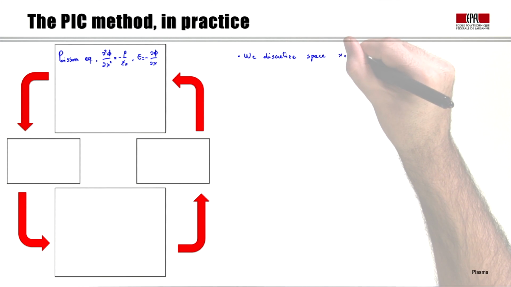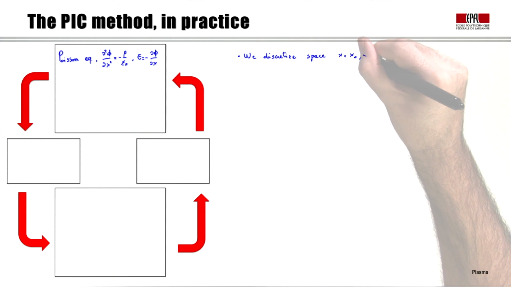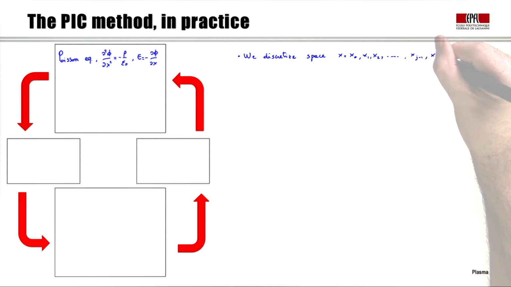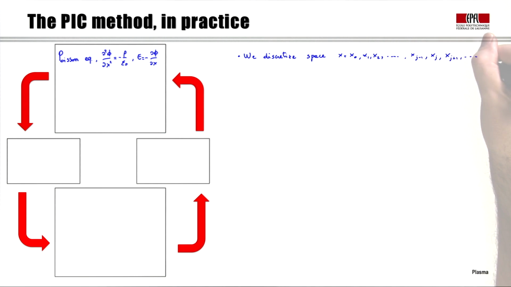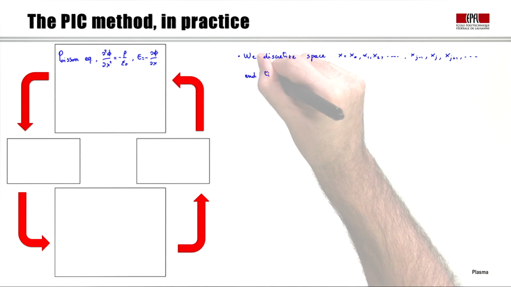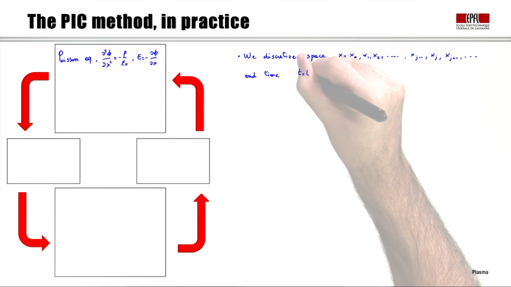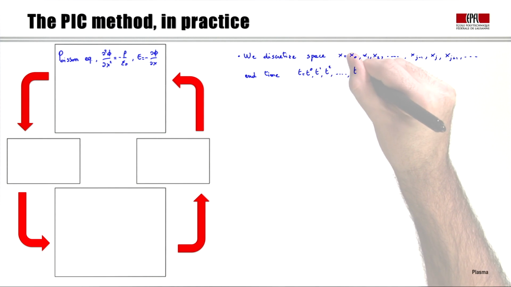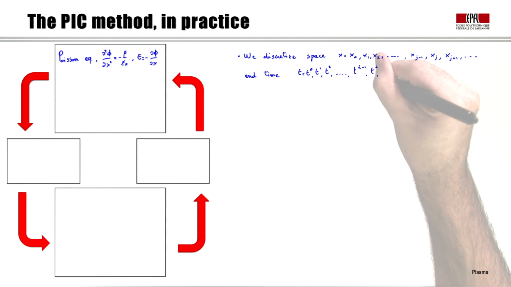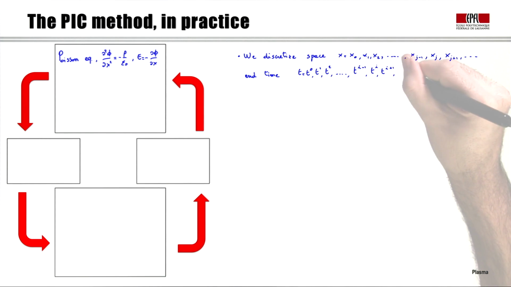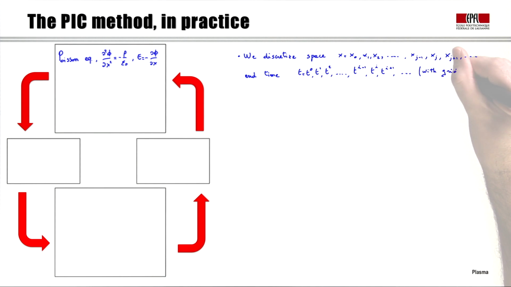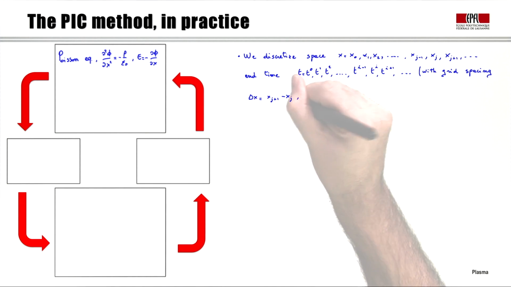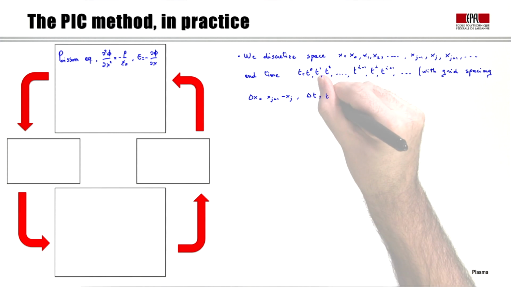And we will introduce a grid where we will discretize x with x0, x1, x2, etc., xj minus 1, xj, xj plus 1, etc. And similarly for time, that will be discretized with t0, t1, t2, ti minus 1, ti plus 1, with grid spacing delta x that is constant and is therefore equal to xj plus 1 minus xj, and similarly for time.